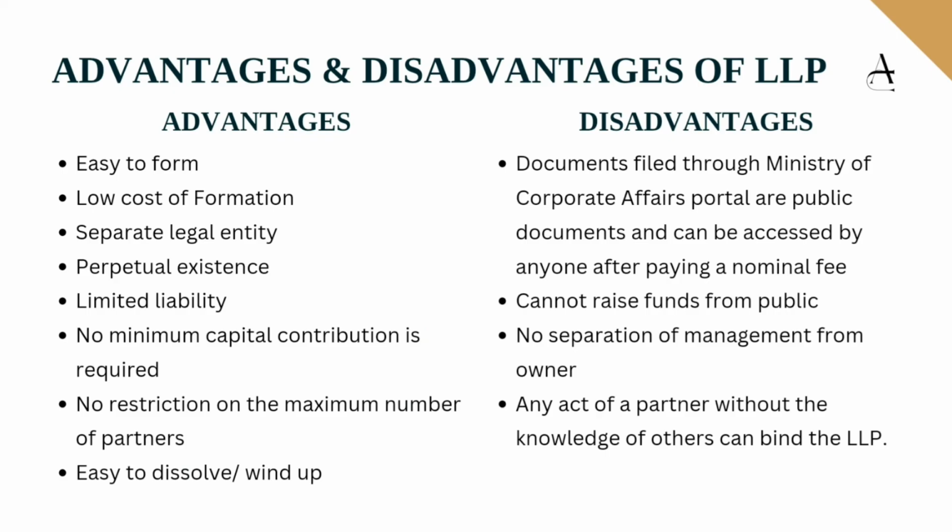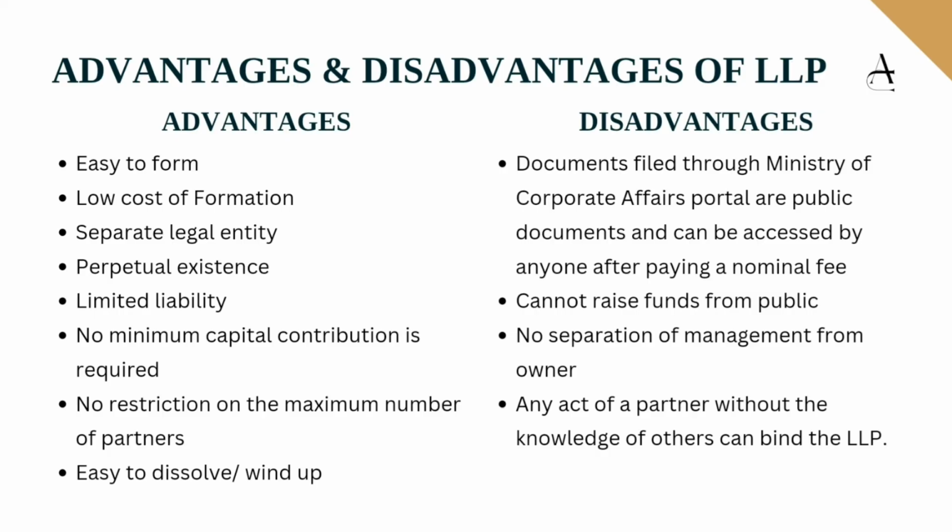Now, what are the few advantages and disadvantages of going for an LLP? Now that we know the difference between a partnership or a company and an LLP, the advantages are: it is very easy to form an LLP, there is very low cost of formation, it gets treated as a separate legal entity, and there is a perpetual existence to LLPs. There is limited liability. There is no minimum capital contribution required to form an LLP. There is no restriction on the maximum number of partners, and it is very easy to dissolve or wind up.